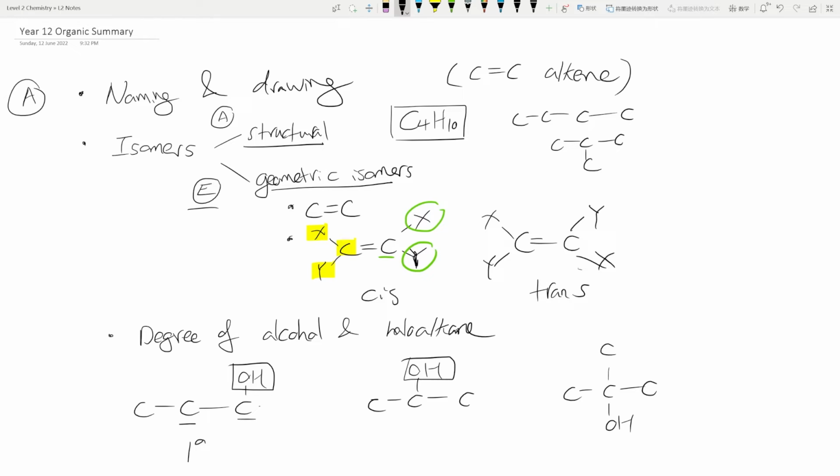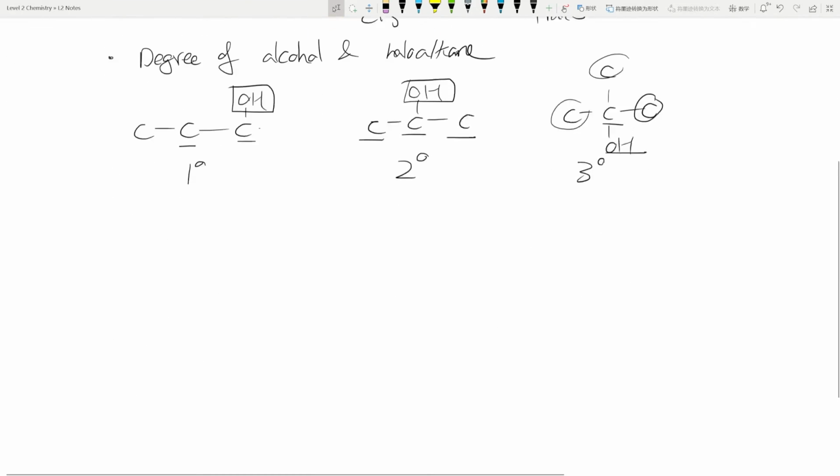This OH is bonding to a carbon which is bonding to 2 other carbons directly. So this is a secondary alcohol, and this is a tertiary alcohol because the OH is bonding to a carbon which is bonding to 3 other carbons. So that's tertiary.